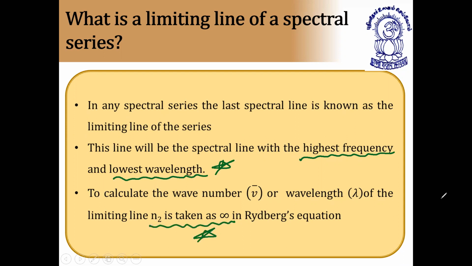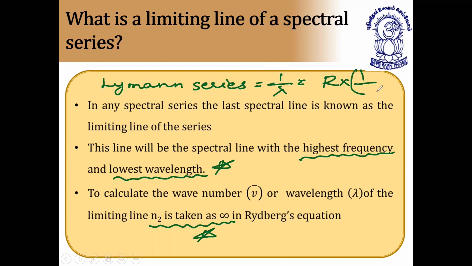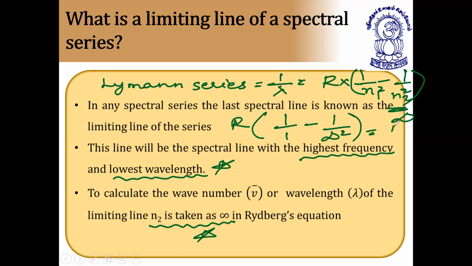So for example, I'm giving an example: find the wavelength of the limiting line of Lyman series. For this case, 1 by lambda is equal to R, where R is Rydberg's constant, into (1 by n1 square, that is 1 square, minus 1 by n2 square), and n2 should be taken as infinity here. So n1 square is 1 and n2 square is infinity. So R into (1 by 1 minus 1 by infinity square). So the limiting line of Lyman series is R. Similarly, for the limiting line of Balmer series, n1 square becomes 2 square, that is 4, so R by 4. Like that we can find the limiting line for all the series of the hydrogen spectrum.